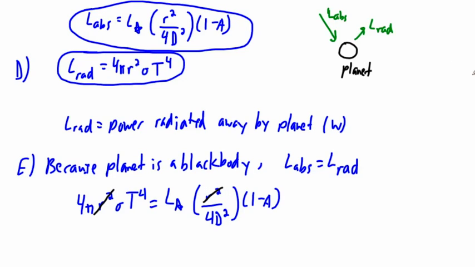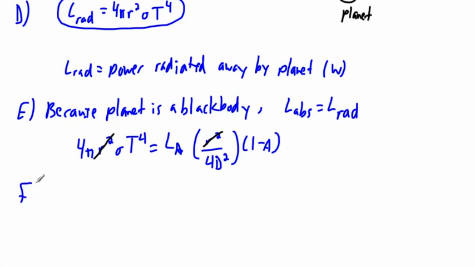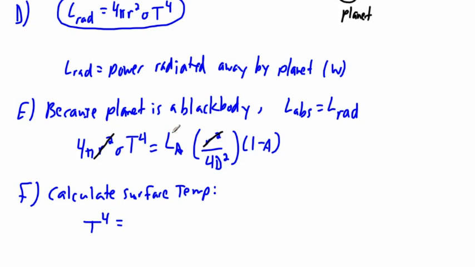So finally, the very last step: we calculate the surface temperature of the exoplanet. How do we do that? We just solve for T to the 4th, getting T to the 4th by itself. It's going to be equal to, well, I just have to get rid of the 4, the pi, and the sigma and put them on the bottom. So on the top, I have L star, a 1, and a 1 minus a. Those are the only things in the numerator. On the denominator, however, I have the 4 pi d squared initially, but I also have a 4 pi sigma.